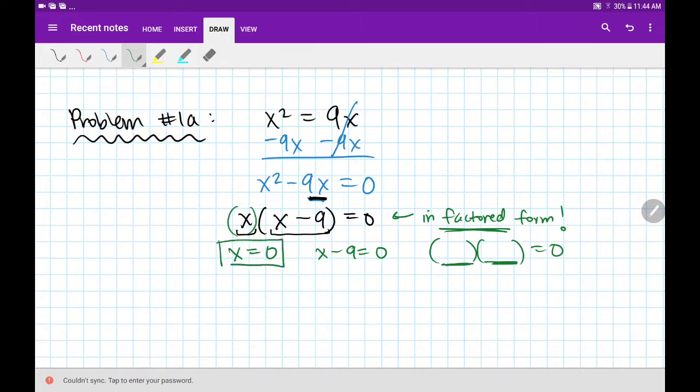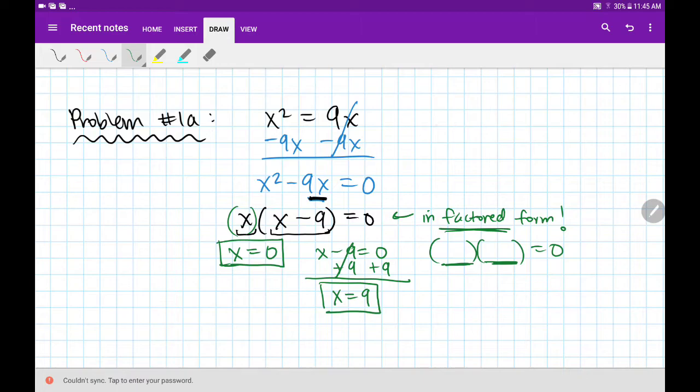Well, this one is nice and solved already for me. X equals 0 is one of my solutions. Here I've got to do a little work. I need to find out what x is, so I'm adding 9 to both sides. I get x equals 9. So indeed, we have 2 solutions here, x equals 0 and x equals 9. Both of them satisfy this equation.